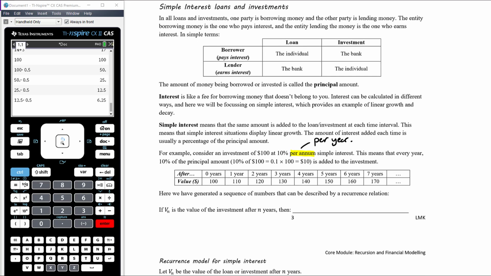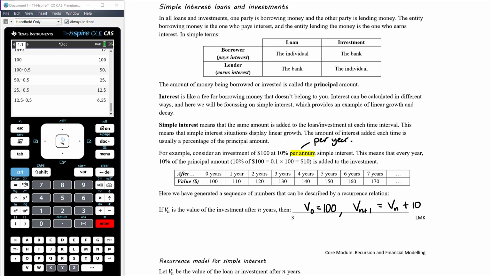So we can describe, what we've done here is we've generated a sequence of numbers that we could describe using a recurrence relation. So if Vn is the value of the investment after n years, then we know that V0, the value of the investment after 0 years, is 100. Okay? And we know that we can describe Vn, we can either write it as Vn+1 is equal to Vn + 10, or it would be also correct to write Vn equals Vn-1 + 10. Okay. We tend to go with the top one, but both are correct.